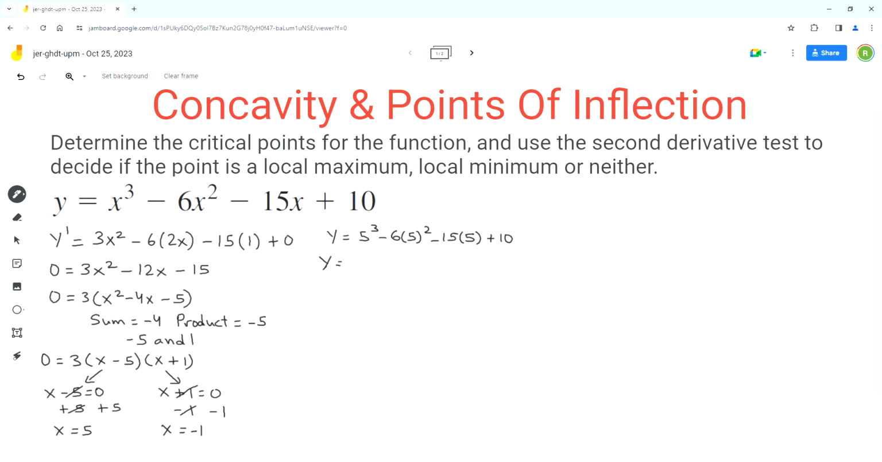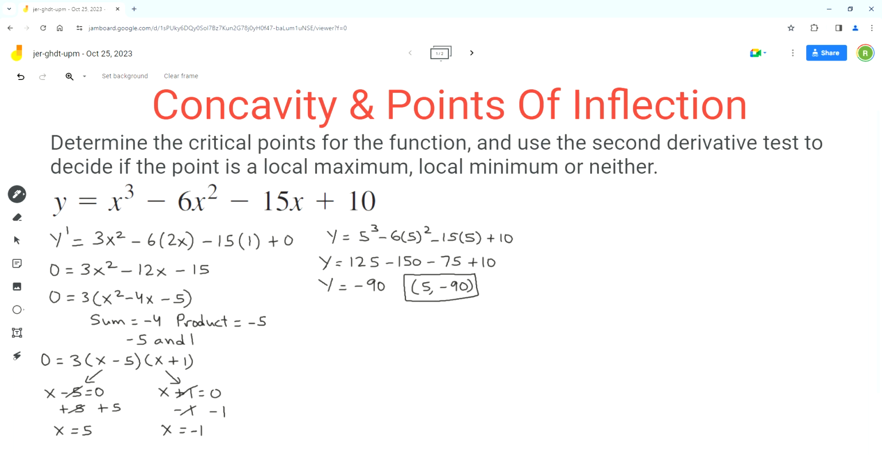Now we can evaluate this expression. 5 cubed is equal to 125 minus 5 squared is 25, and 25 times 6 is 150. Then minus 15 times 5 is 75, and then plus 10. So now we can combine all of these numbers and I get negative 90. So the first critical point is 5 comma negative 90. So this is the first critical point.